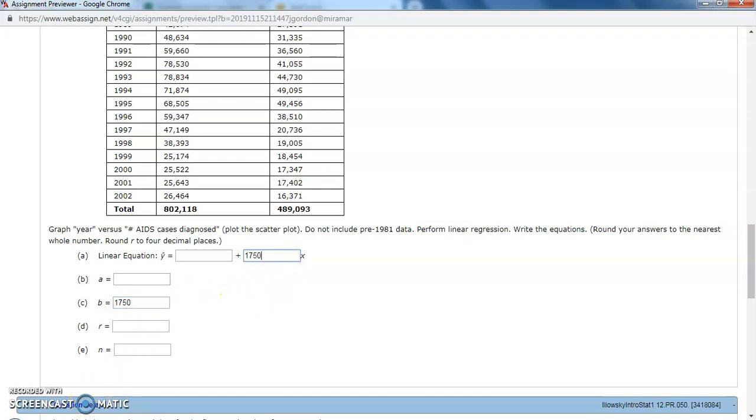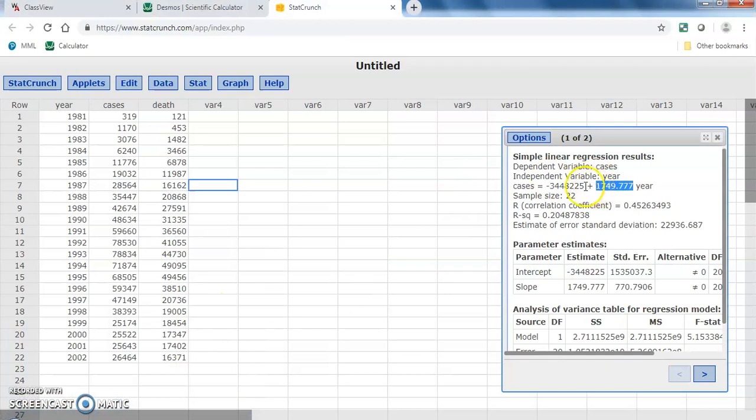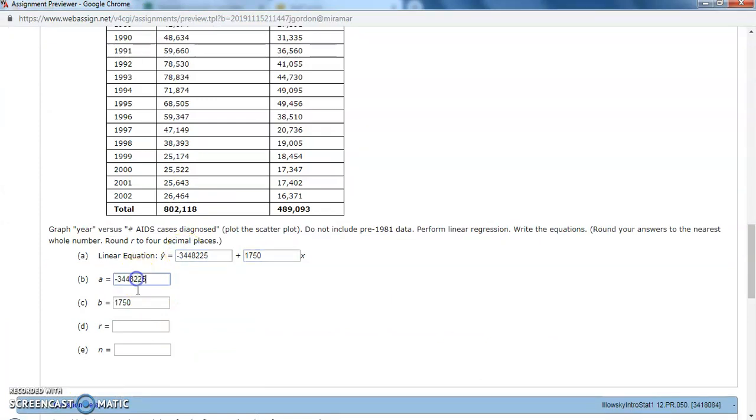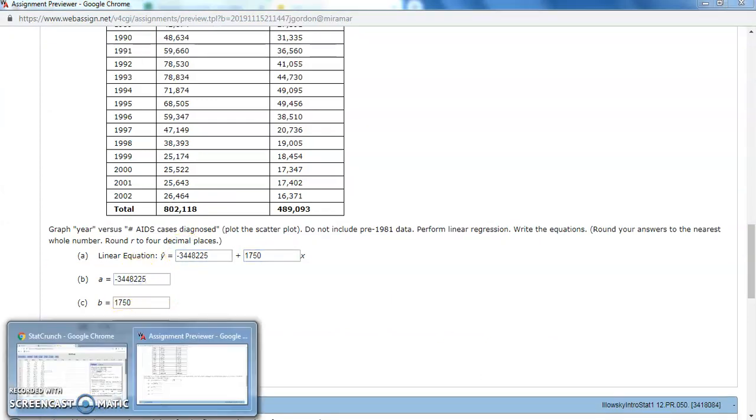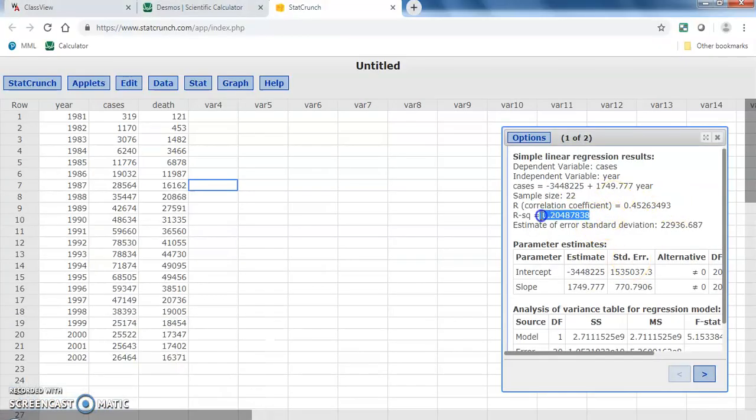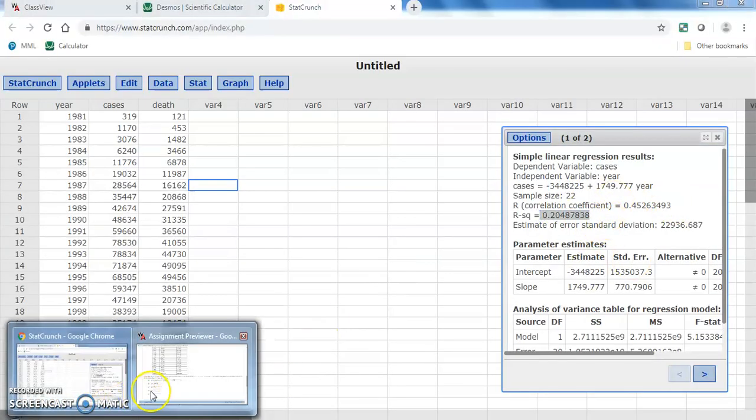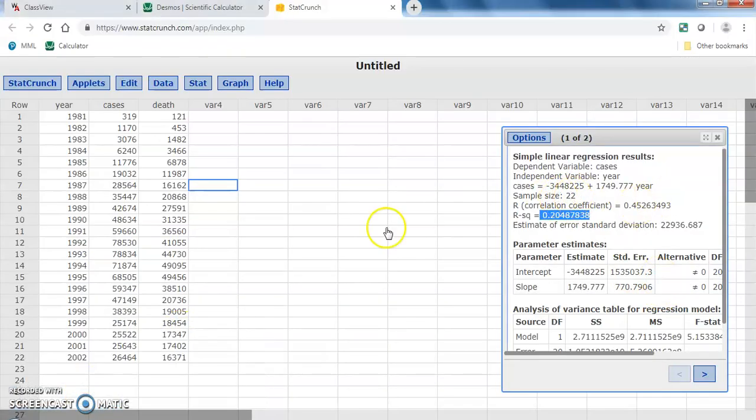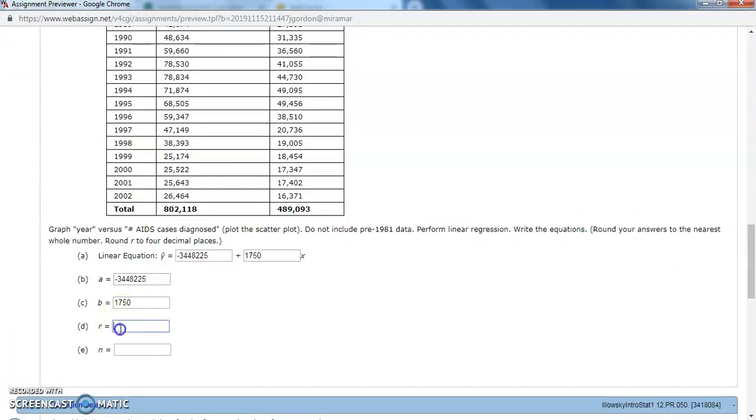And then your y-intercept is right here. It's the one without the variable, and it's already rounded to the nearest whole number. And then R, it says to round to 4 decimal places, and so R is right here. And it tells you also that your N, you can see N is 22. And this 8 is going to round up to a 9.